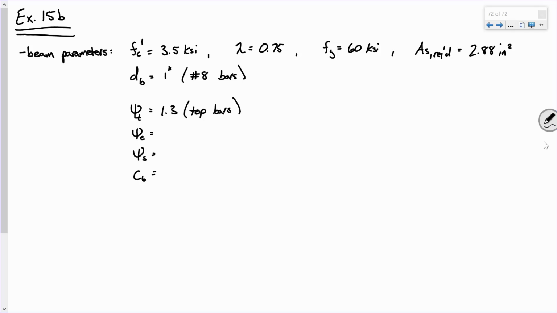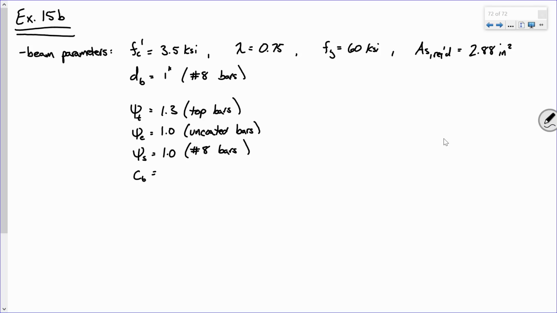Okay, psi sub e. What's psi sub e going to be? 1. We're still dealing with uncoated bars. Okay, all right. Psi sub s, our bar size factor. 1 as well. Because it's bigger than number 6's. Okay, now C sub B.